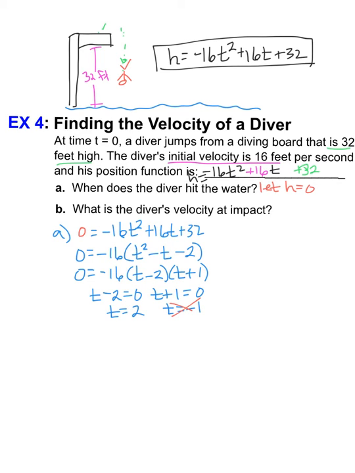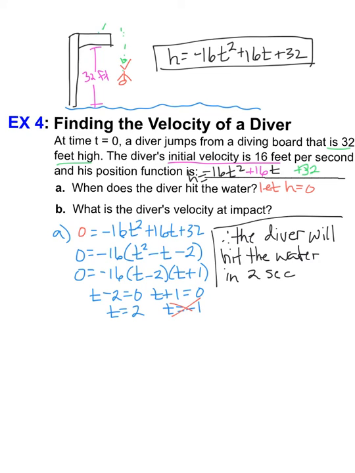Then our answer is, I'll write it out here. So therefore, the diver will hit the water in 2 seconds. So that's the answer to the first part.